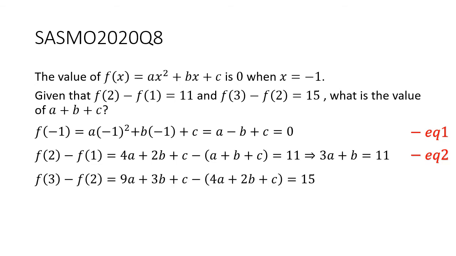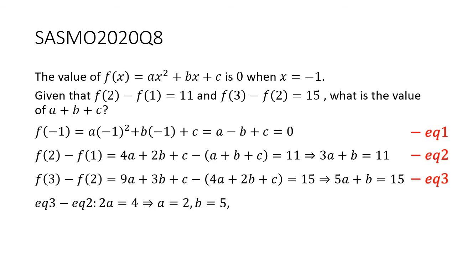And lastly, we'll do the same for f(3) minus f(2). This will give us 5a plus b equals 15. Now we can subtract equation 2 away from equation 3. This will give us 2a equals 4. That tells us that a must be equal to 2 and b equals 5. And we can substitute these 2 values into equation 1. That will tell us c equals 3. So a plus b plus c will be equal to 2 plus 5 plus 3, which is 10.